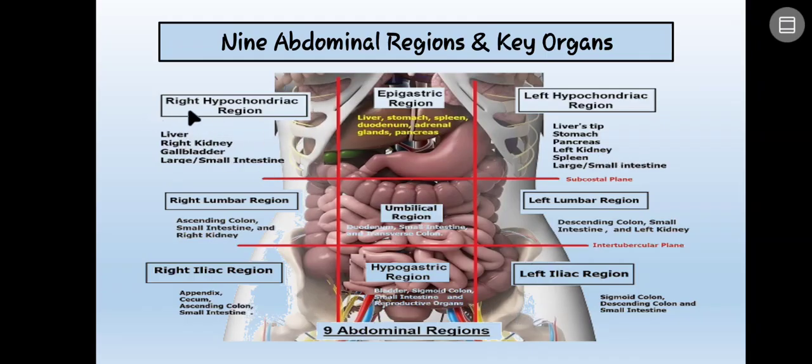So the first row, how many regions do we have? We have the right hypochondriac region, the epigastric region, and then the left hypochondriac region. The second row, what are the regions?